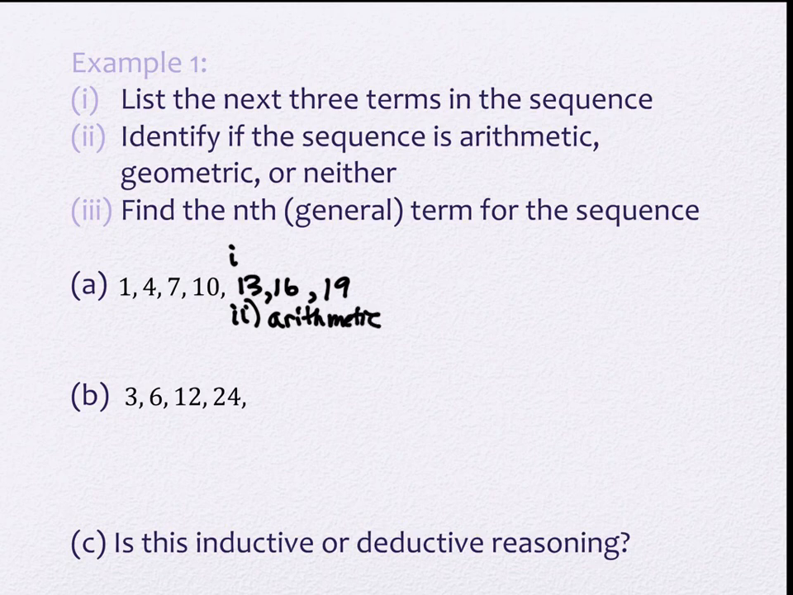Okay, we'll get back up to the general term part in a second. Let's do the next one. 3, 6, 12, 24, then what? 48. 96. Okay, everybody good? All right, so this is the sequence. Arithmetic or geometric? Geometric. We multiply by 2 every time.